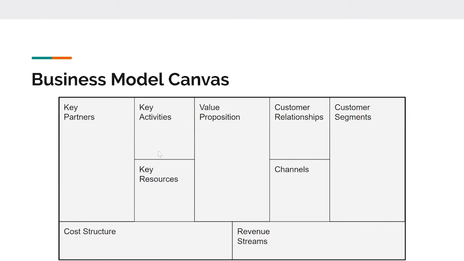You have this kind of left side, which talks about your key things, your key partners, activities, and resources. You have your value proposition in the center. And on the right, you have customer related things like customer segments, customer relations, and channels. And then at the bottom, you have cost structure and revenue streams.